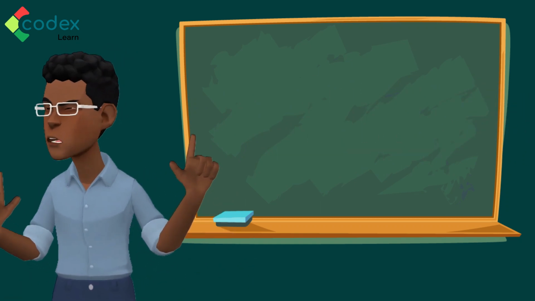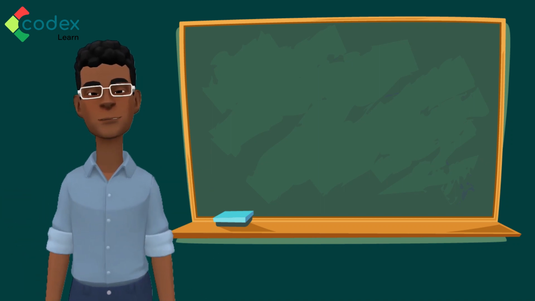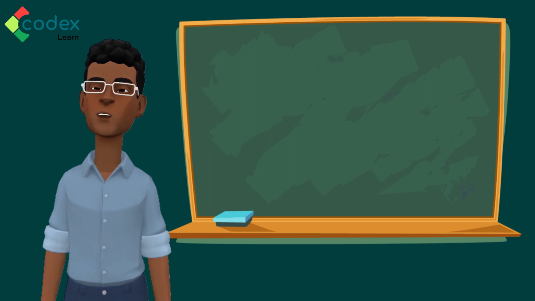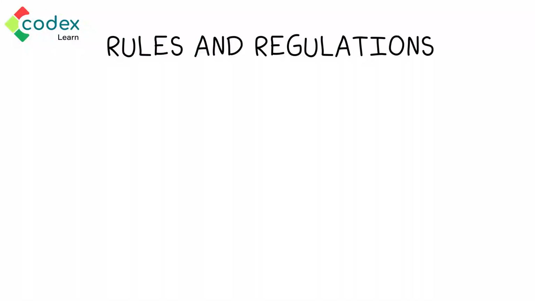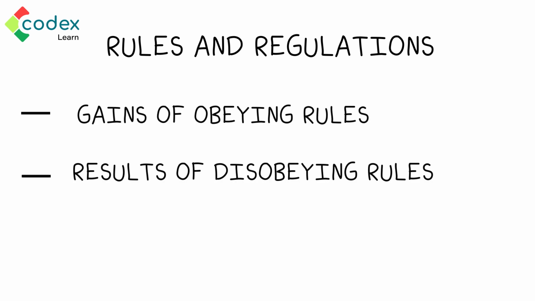Remember, in our previous class, we learned about rules and regulations. That is, the do's and don'ts of good social behavior. So, in today's lesson, we will be learning more about what happens when we obey rules and what happens when we do not obey rules.